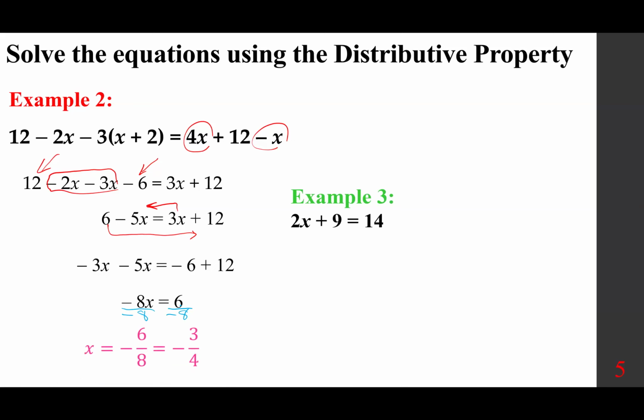2x plus 9 equals 14. All you have to do, move the 9. It becomes negative 9 with 14, which becomes 5. Divide by 2. We're done.